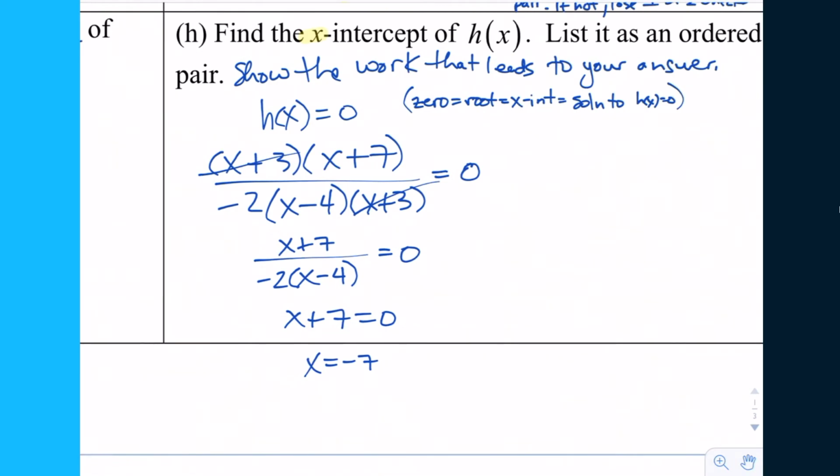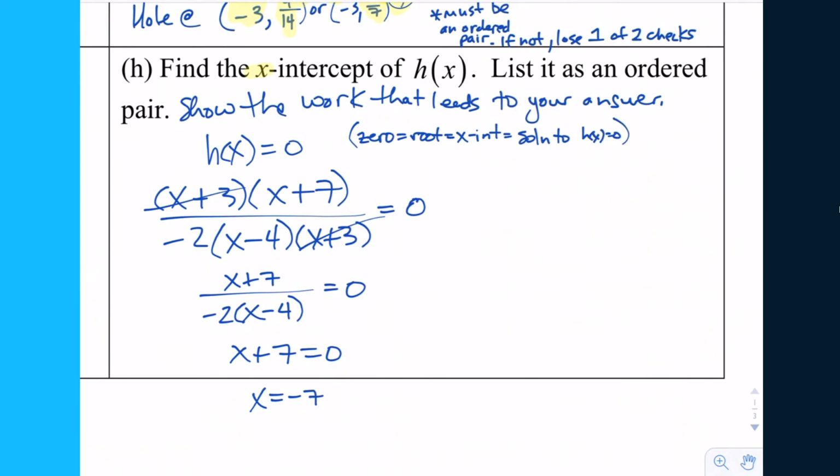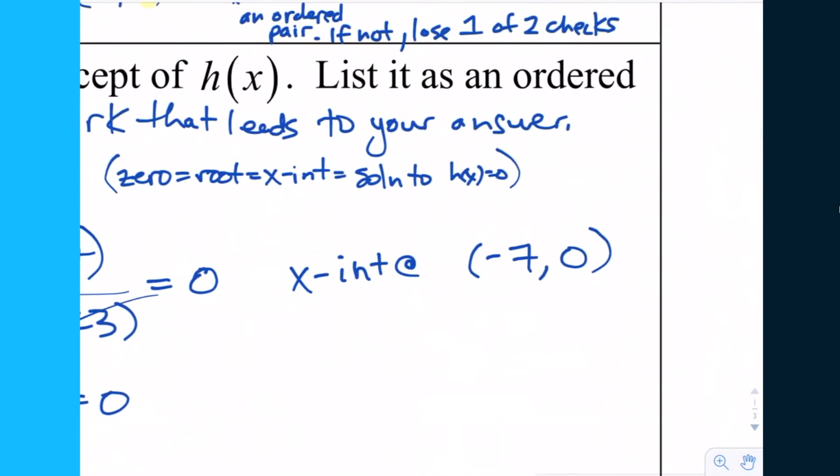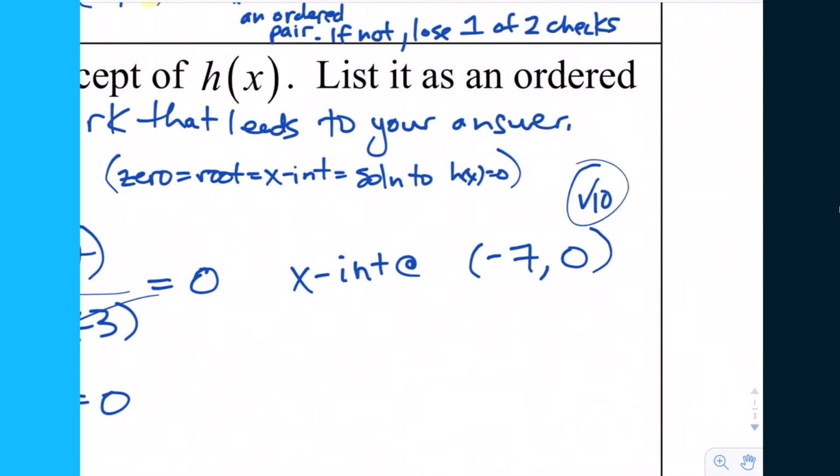Now, do you have to show all that on this quiz? No, because I did not say to show the work that leads to your answer. But if I did, you would need all of that right there. So here's all you need, because you could have just looked at it and said, the only value of x that makes the numerator 0 after the hole is gone is -7. So the x-intercept, and again, you could say x-intercept at, but here's all you have to show, -7, 0. That is it. That's your 10th check.